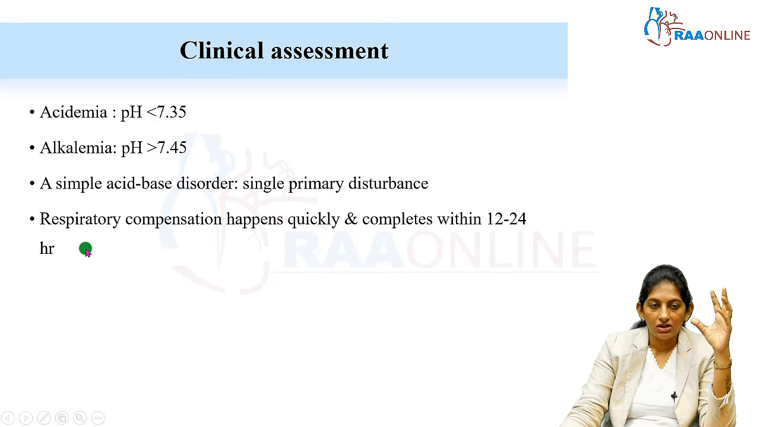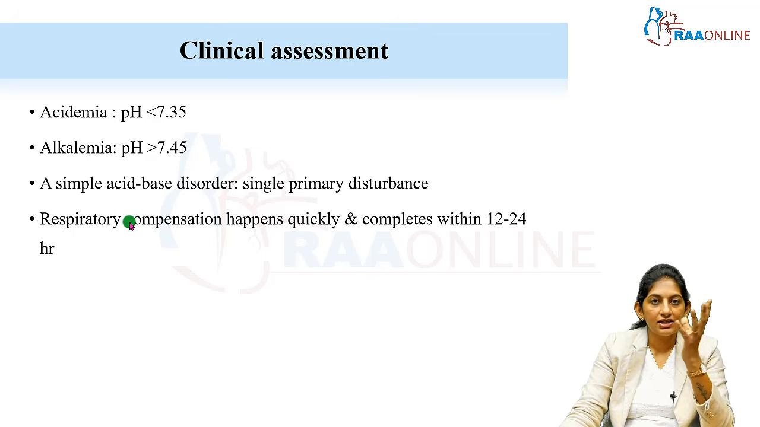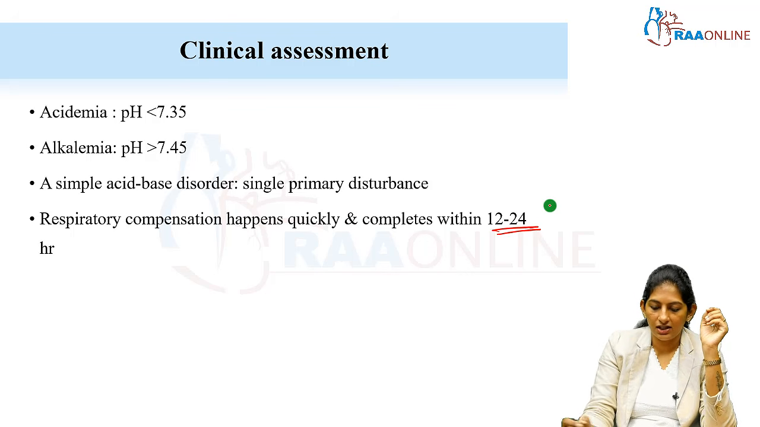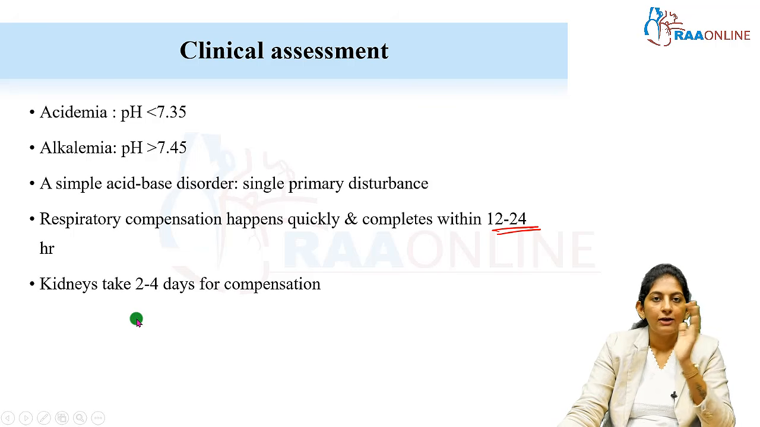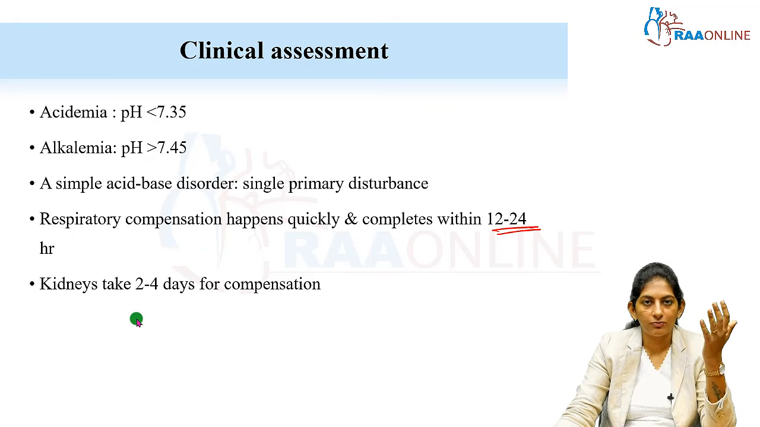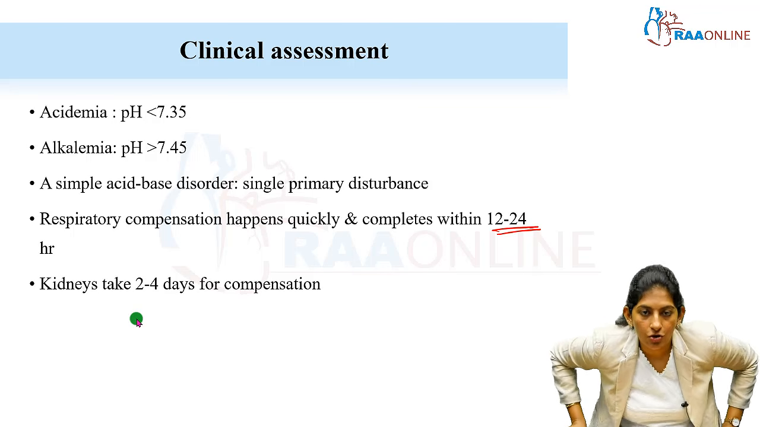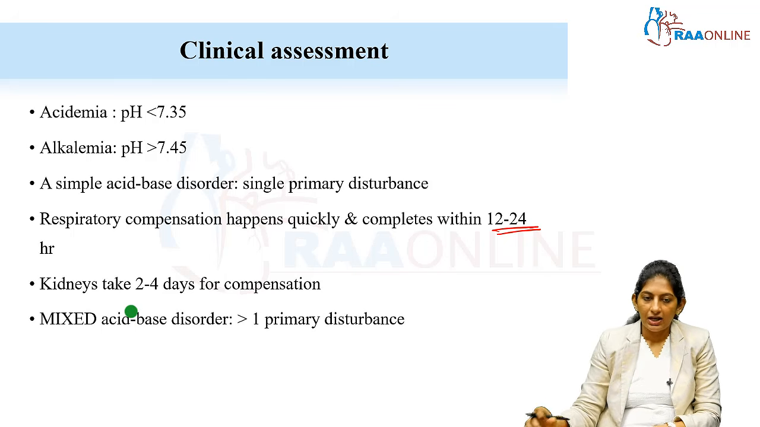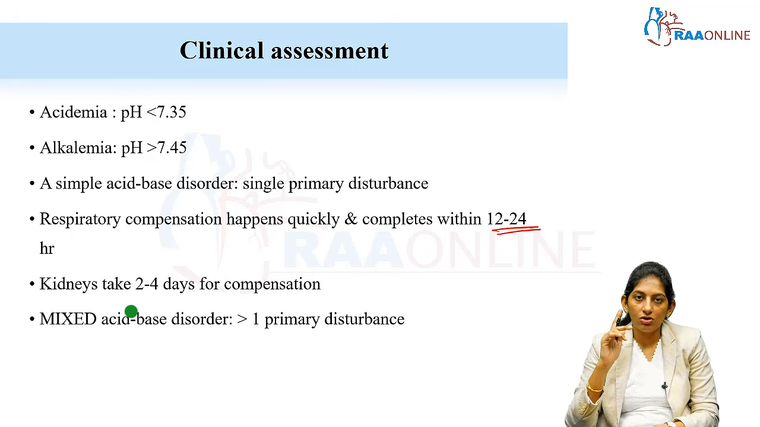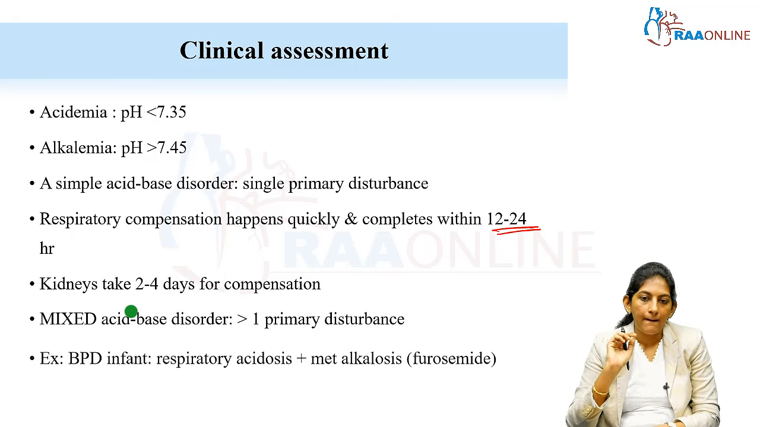Usually, we just talked about this also, respiratory compensation, that is lungs will try to excrete the carbon dioxide. So, lung will act as a buffer. It quickly compensates within the first 1 day, that is within the first 24 hours, whereas kidneys take around 2 to 4 days for the compensation, be it reabsorption of bicarbonate or the excretion of H+. A mixed acid-base disorder means more than one primary disturbance will be present.